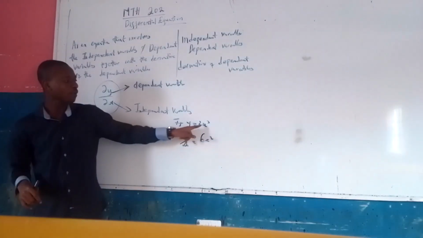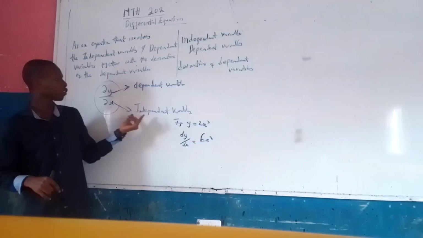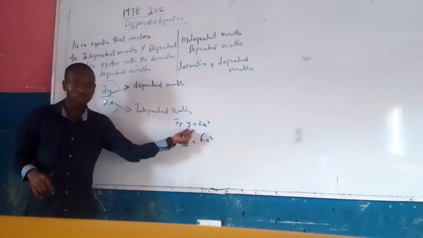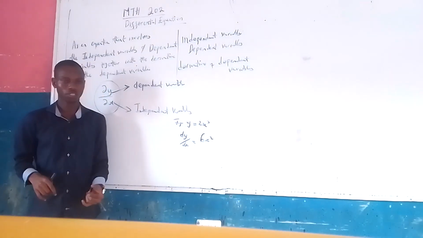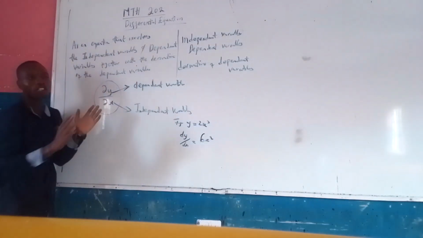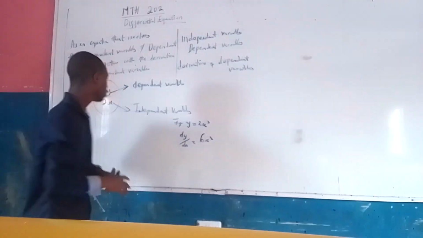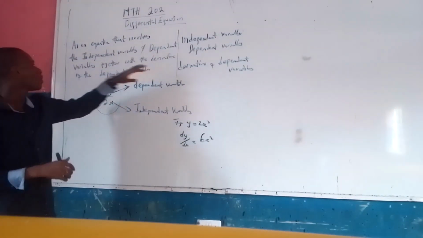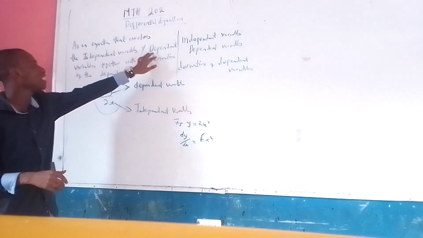Now, that is y depending on x for your differentiation. That is your dependent variable. This is depending on this. That is the meaning of what the differential equation is telling us. It's talking about the relationship between dependent variables and independent variables.